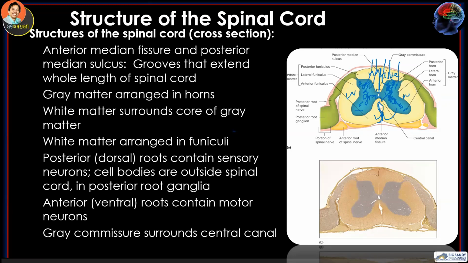So white means axon, and there is no processing in this white matter. There is only a pathway or track of information, whether up, from the spinal cord to the brain, which is called the ascending track, or from the brain to the spinal cord, which is called the descending track. So the white matter is only a pathway or track. There is no processing in the white matter.